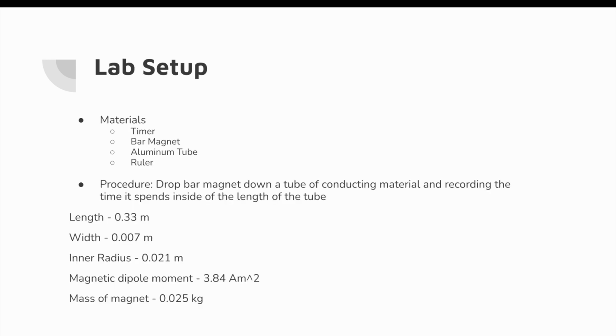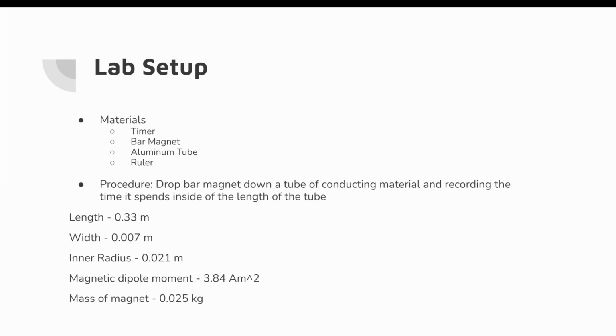So in this lab, we're going to use a couple of materials, including a timer, a bar magnet from Lab 3, an aluminum tube, and a ruler. And so the procedure of this lab is we're simply just going to drop a bar magnet down a tube of conducting material, and we're going to record the amount of time that it spends inside of that tube.